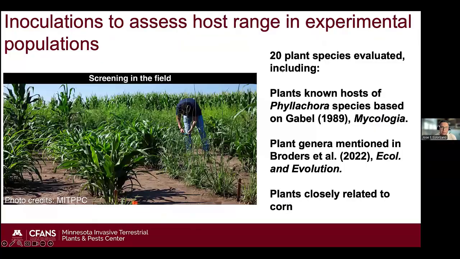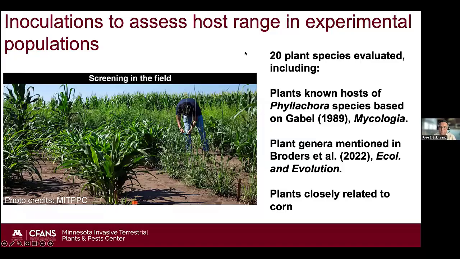And so we have a pool of 20 plant species, and from these we're developing experimental populations. We are analyzing those in the field, but also in greenhouse conditions. So right now in the summer, we'll be assessing this host range in 3 different locations. And last year, we analyzed this in 2 different locations.